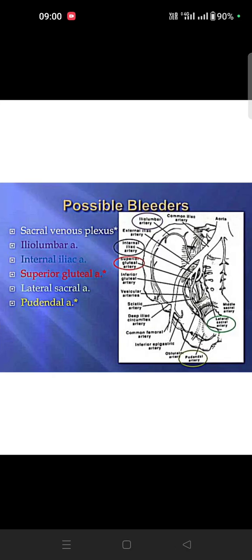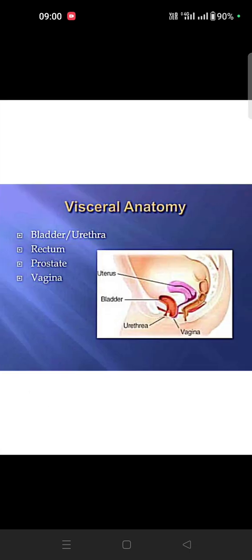Then the possible bleeders: the sacral venous plexus, iliolumbar, internal iliac and superior gluteal. Superior gluteal and all, you know the muscles, okay? Then lateral sacral and pudendal. Okay, so visceral anatomy. What does visceral anatomy mean? This is the uterus, bladder, urethra and vagina. Only in the pelvis will these be there.